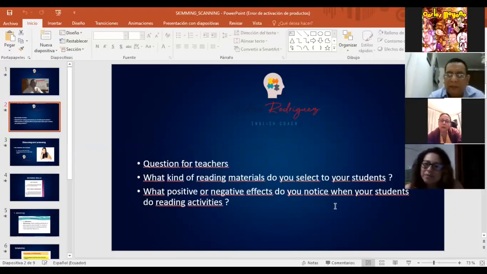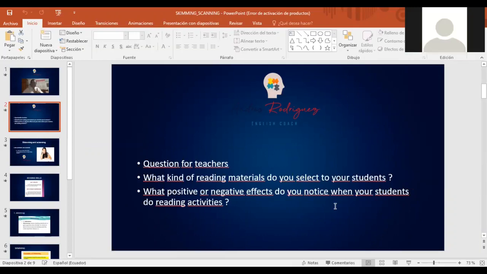Yes, definitely. It's quick. Their expression demonstrates that they simply don't want to do it, yeah? They feel a little bit like they don't want to participate or something like that. Exactly. They refuse, no? That's the word. They refuse to work. Lorena, what do you think about the positive or negative effects?